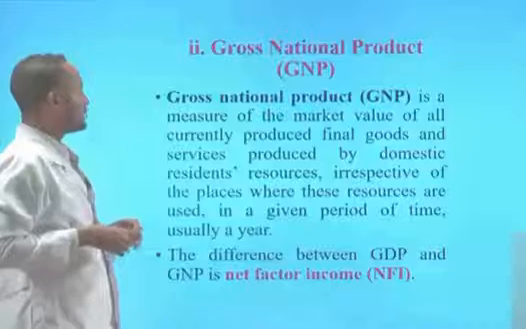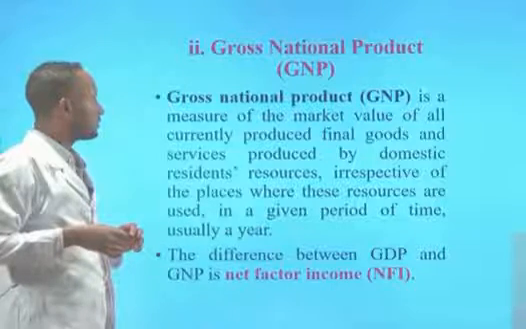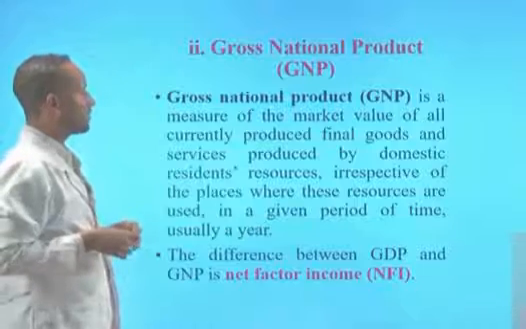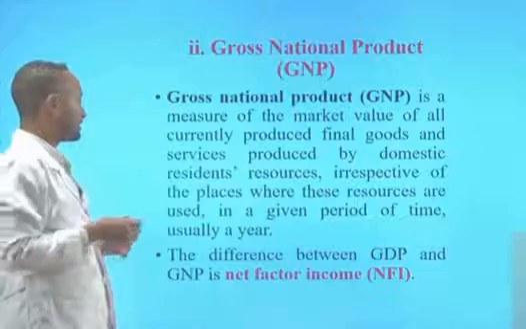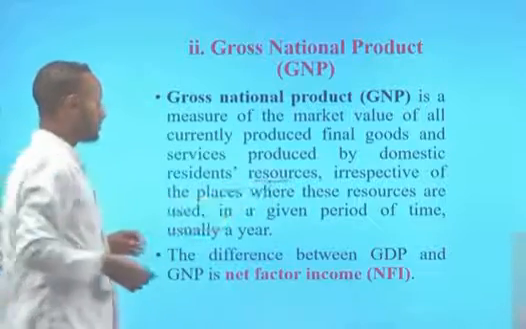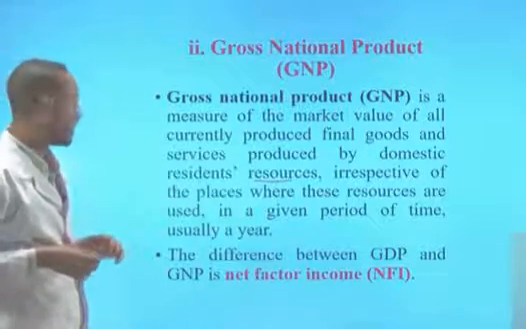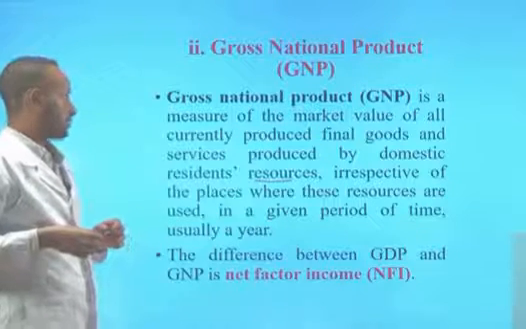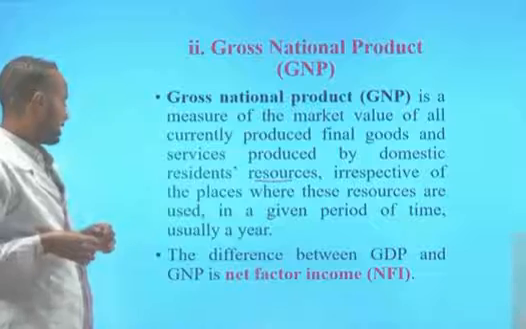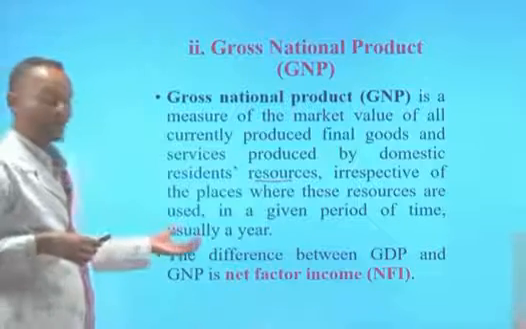Now let's move to the gross national product, or GNP. GNP is a measure of the market value of all currently produced final goods and services produced by domestic residents' resources, irrespective of the places where these resources are used, in a given period of time, usually a year. The difference between the GDP and GNP is the net factor income.